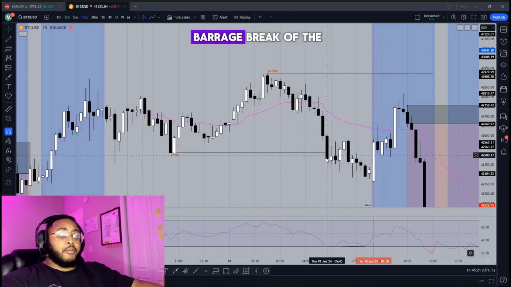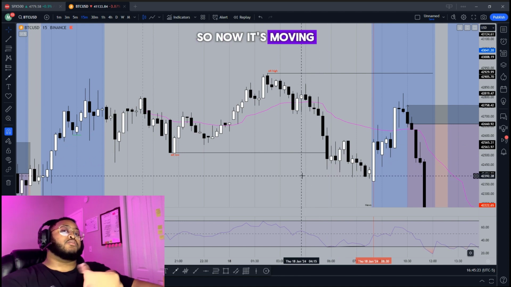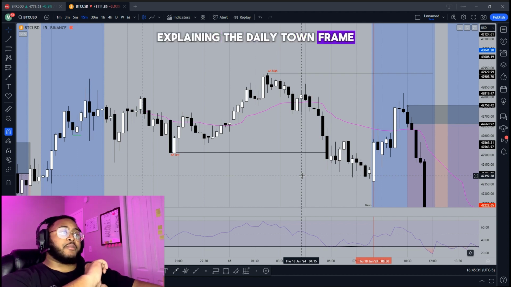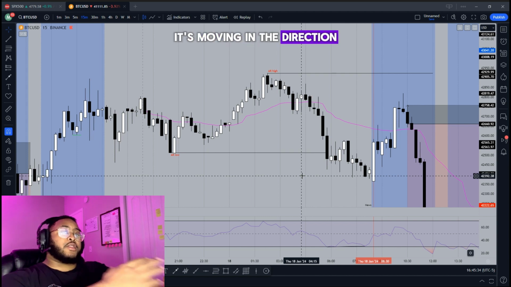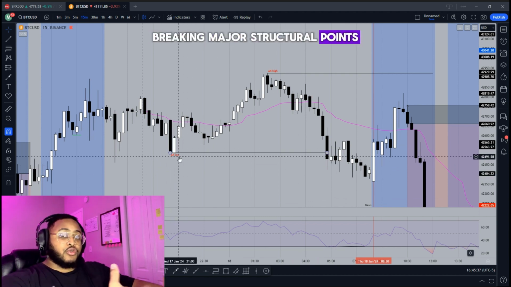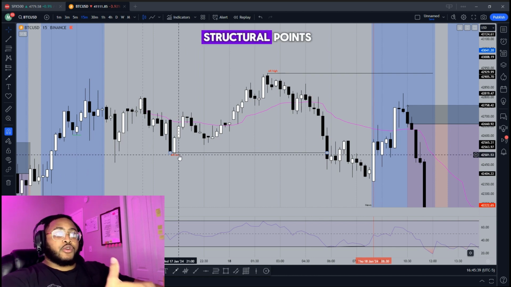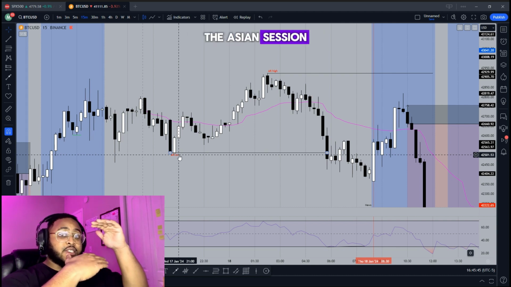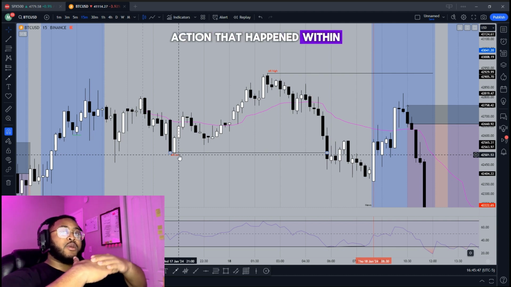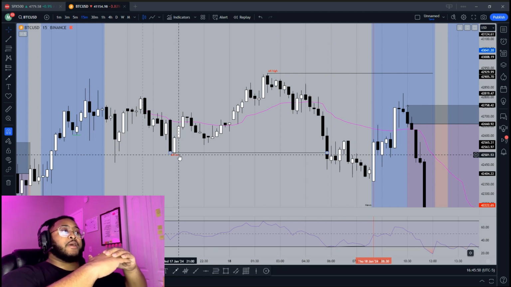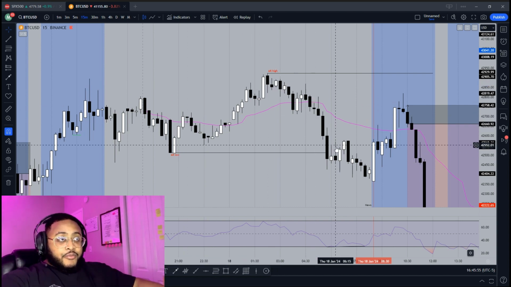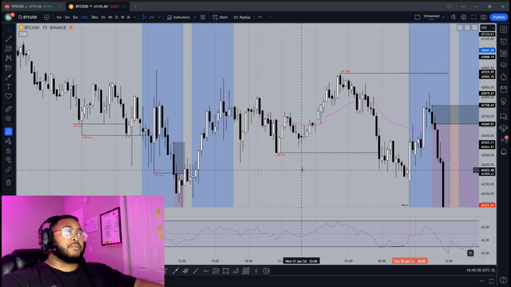Now, we get a bearish break of the Asian range low, so now it's moving in the direction of my bias from the daily time frame. If you guys rewind and go back to me explaining the daily time frame, it's moving in the direction, breaking major structural points. Why are these major structural points? Because they happen in a specific session. This is the Asian range, the Asian session, and this is the price action that happened within this session. Then the London session opened, and this is the specific range in which these candle bars are moving.